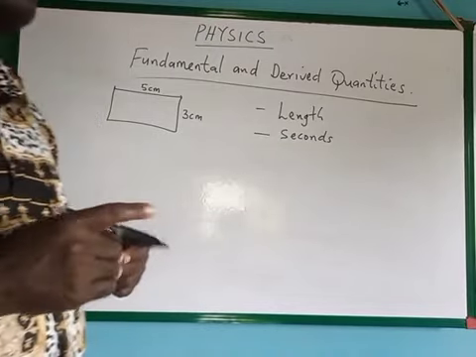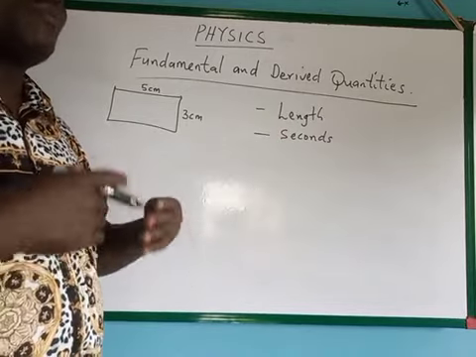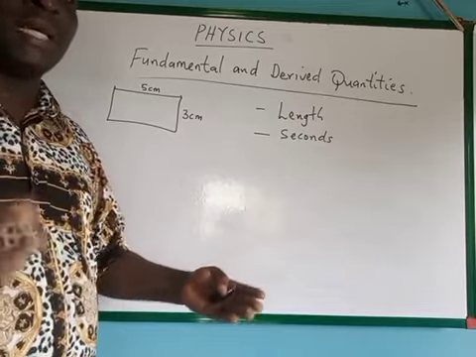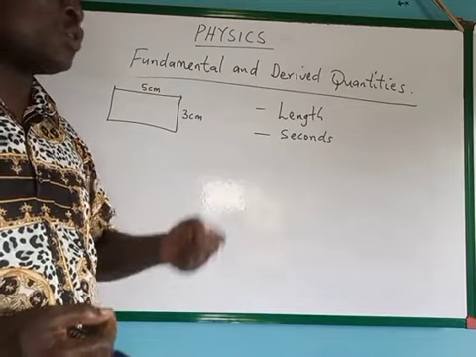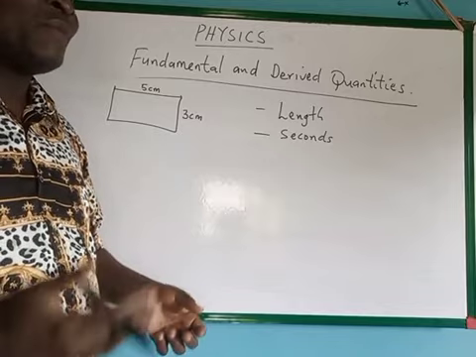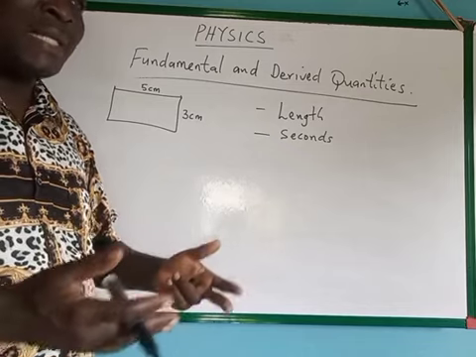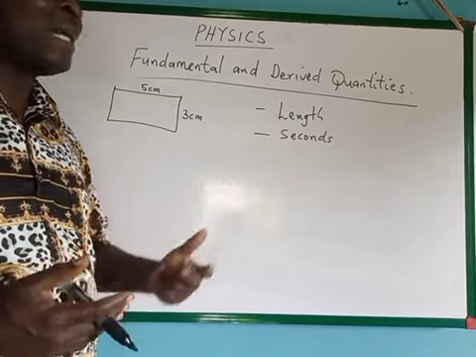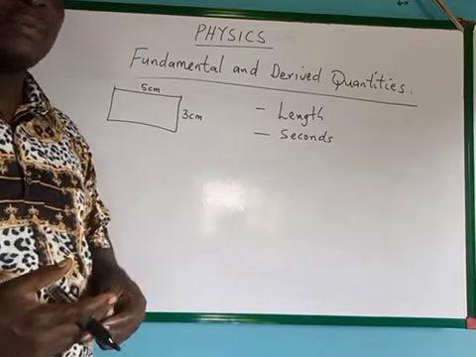Because if I want to measure the time that a body will move from a place to another, or I want to measure the time that a phenomenon, a process will take from the beginning to the end, I will just set my time, use my stopwatch or stop clock, and the phenomenon starts. If it ends, I stop the clock and I take my time. I just look at it and get the value. So seconds is another fundamental quantity that we can have.